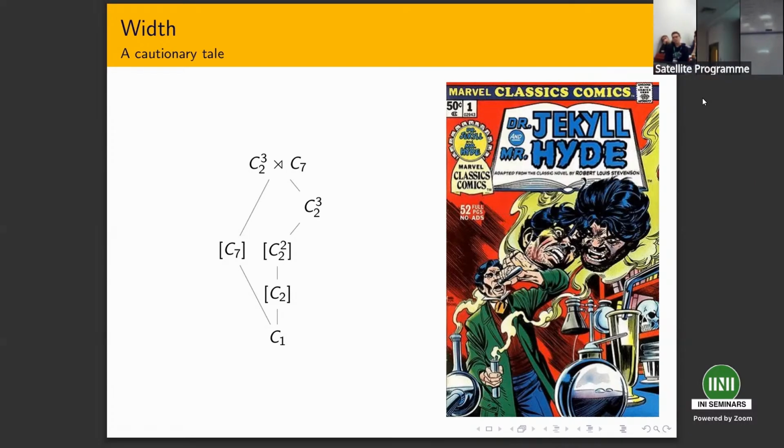So you say up to conjugacy, there's 4 meet irreducible subgroups. So the width of this group, the number of generators needed for the complete transfer system, is 4. This is wrong. Why? Well, it's because of this silly thing here.